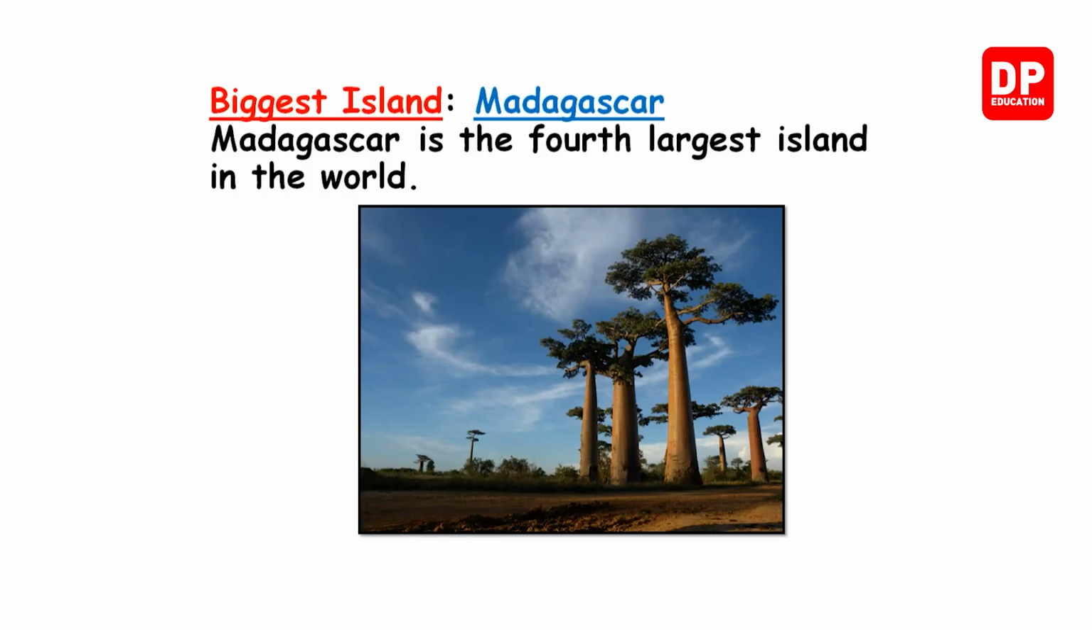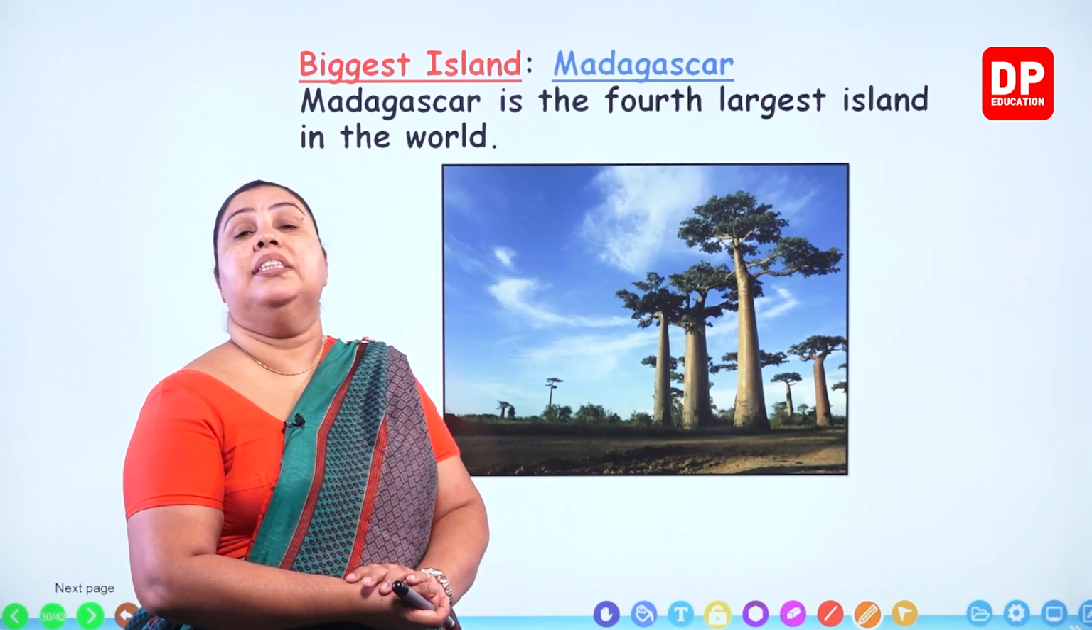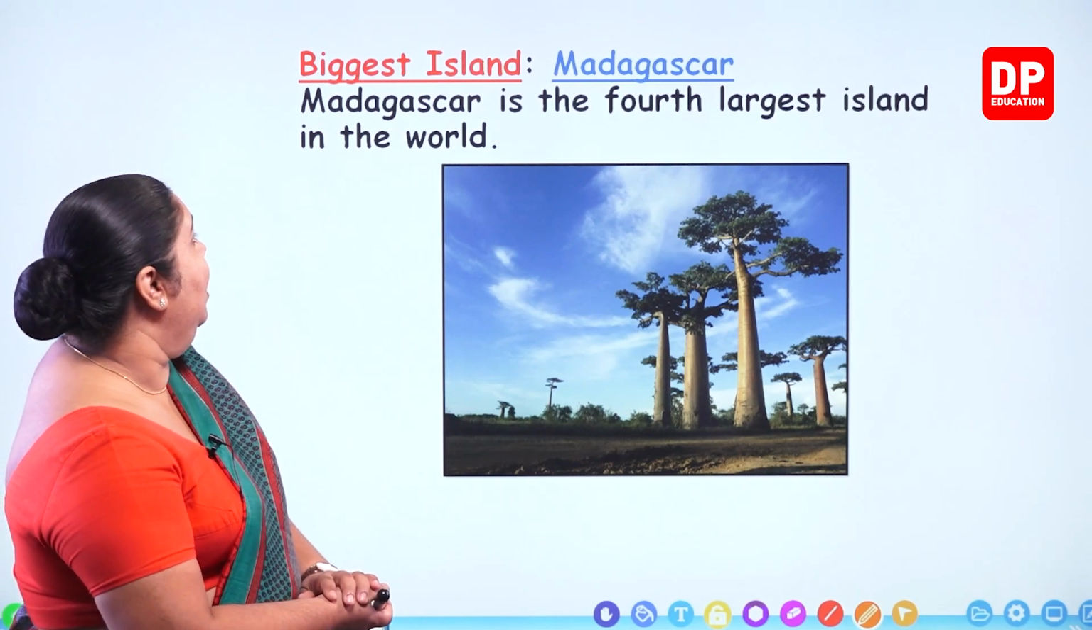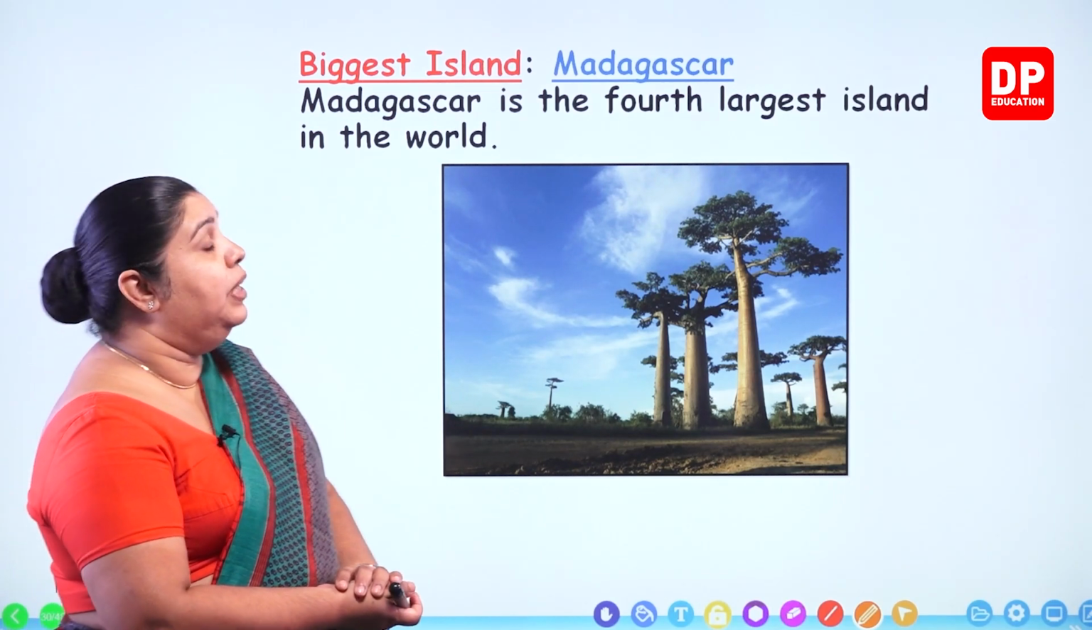Right. Biggest island. What is the biggest island? That is the Madagascar. Madagascar is the biggest island in Africa. Madagascar is the 4th largest island in the world.